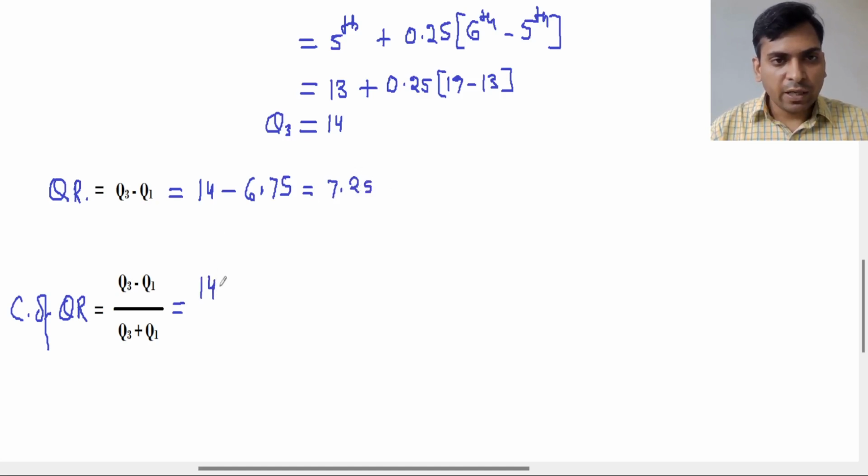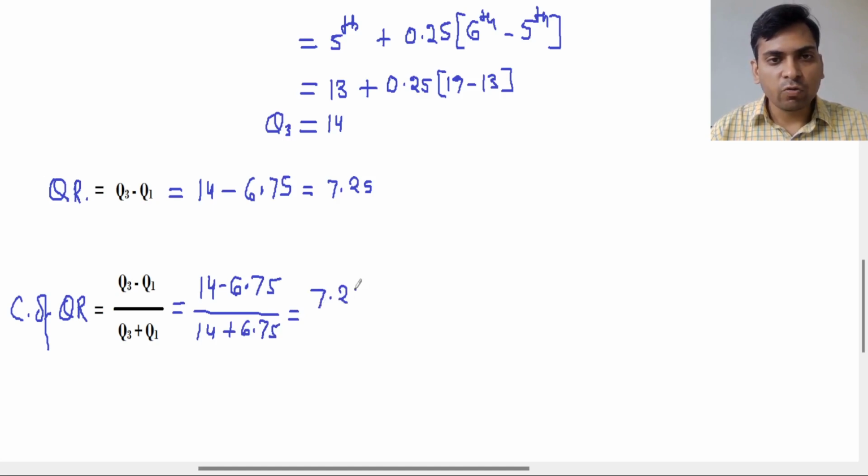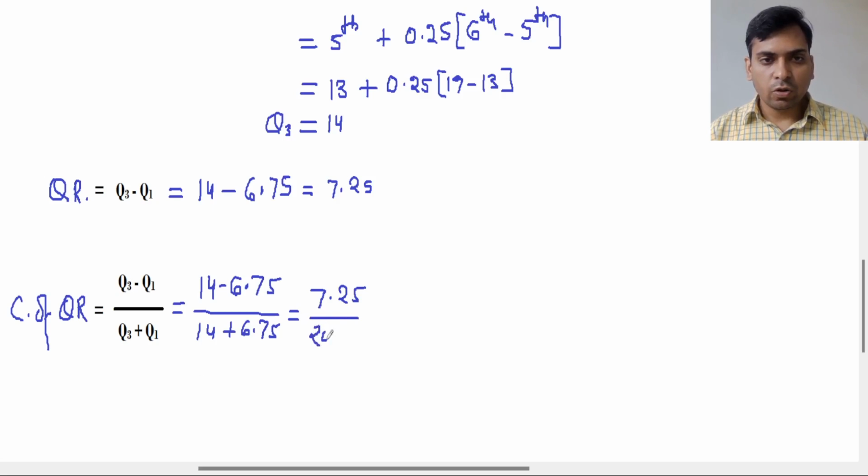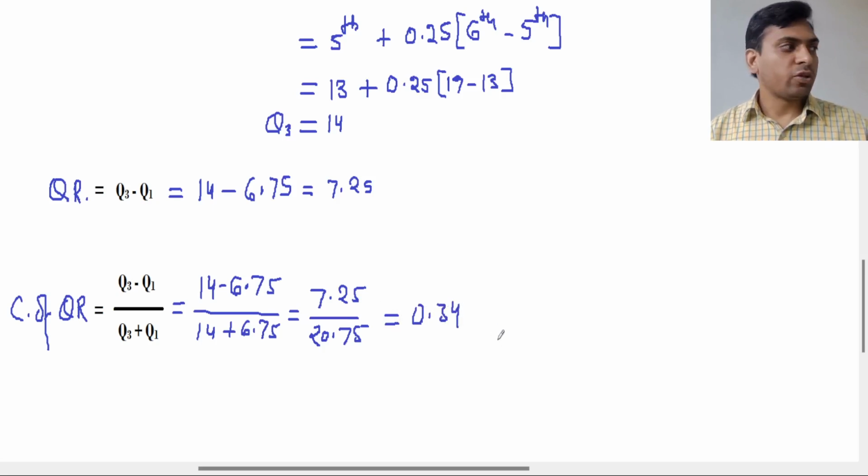And for the coefficient, it is 14 minus 6.75 divided by 14 plus 6.75. You will see this as 7.25, and this quantity is divided by 20.75. After dividing 7.25 by 20.75, this becomes 0.34. So this is the coefficient of quartile range for individual type of data.